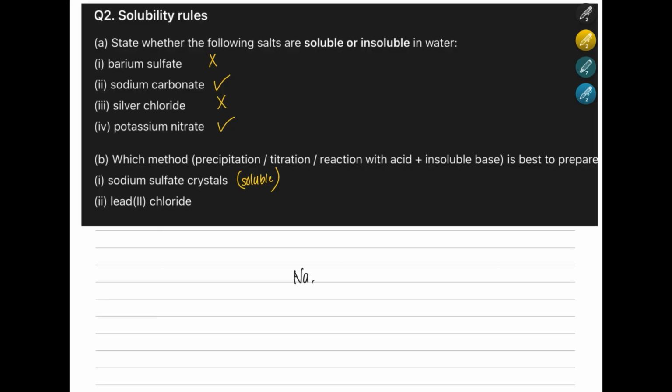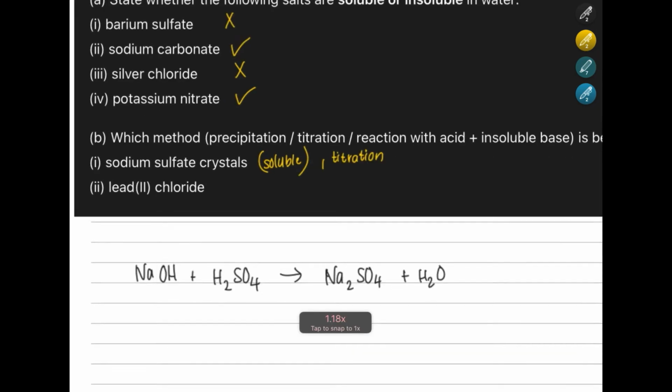So you have Na2SO4. So this might be reacting with NaOH plus H2SO4. So this is titration. So sodium hydroxide plus sulfuric acid to give you the salt. So this is just titration.